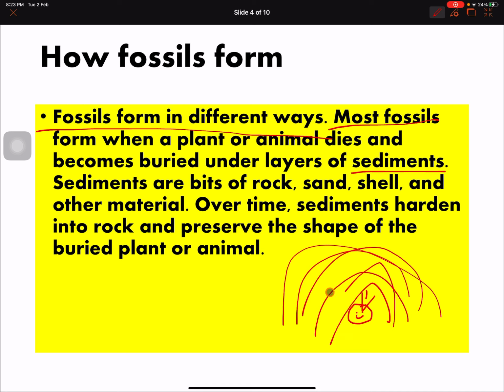But how did the sediments get there in the first place? Well, here is a fossil. Okay, and then guess what happens? The wind slowly covers up the fossil with sand or dust or whatever is present near the fossil. Okay.